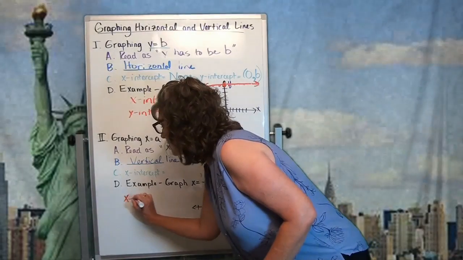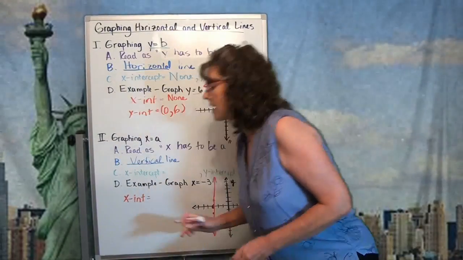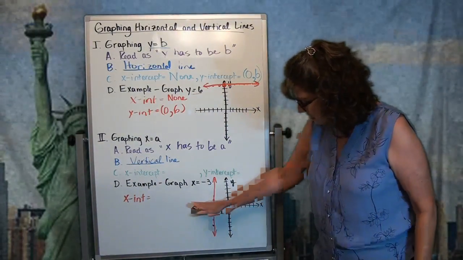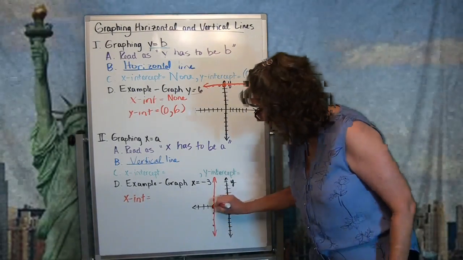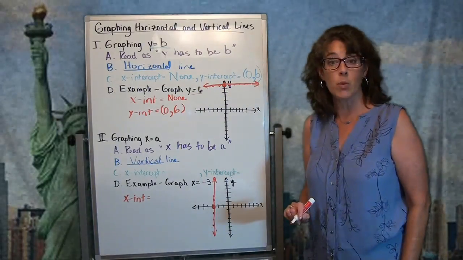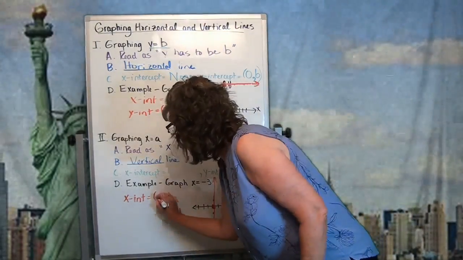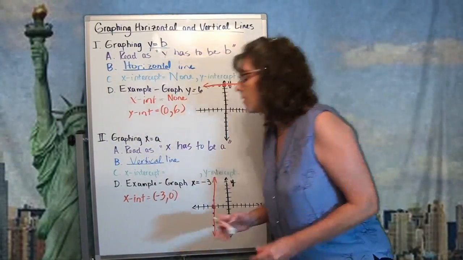And remember that x-intercept is where this graph crosses that x-axis. Now as you look at this x-axis right here, where is this graph crossing this axis? Yes, it's crossing right here, and I need the coordinates for that point. Yes, the coordinates are -3, 0.